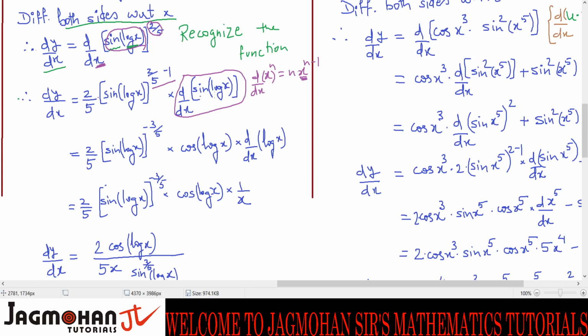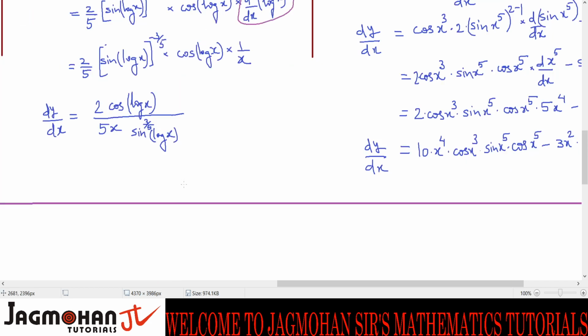Once again, sine function, but it is sine of f of x. d by dx of sine of f of x is cos f of x into d by dx of f of x. The f of x here is log x. So cos log x d by dx of log x.